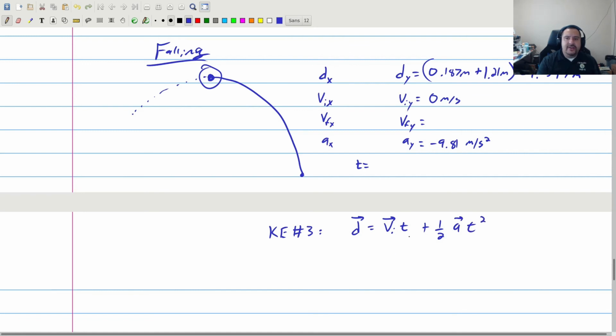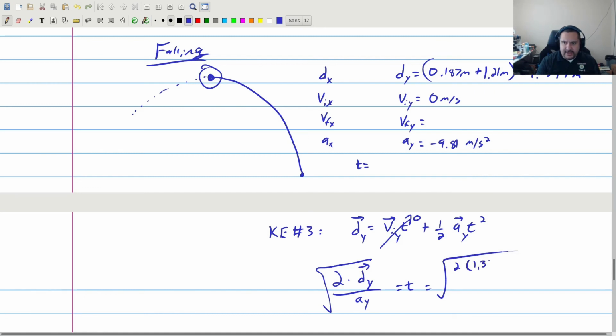And I know that v initial in the y direction, these are all in the y direction, is going to be 0, so that piece is going to go away. I'm going to solve this for t, so t is equal to the square root of 2 times dy divided by ay. So this is equal to the square root of 2 times 1.397 meters divided by negative 9.81 meters per second squared.